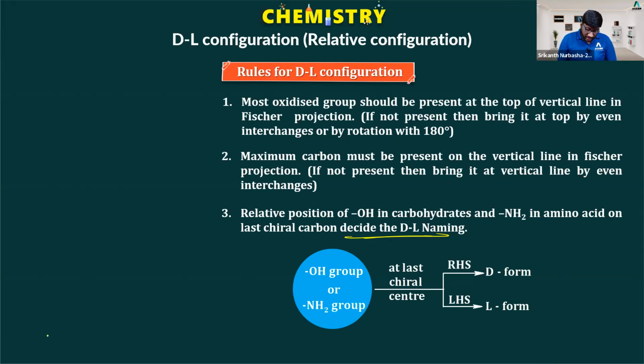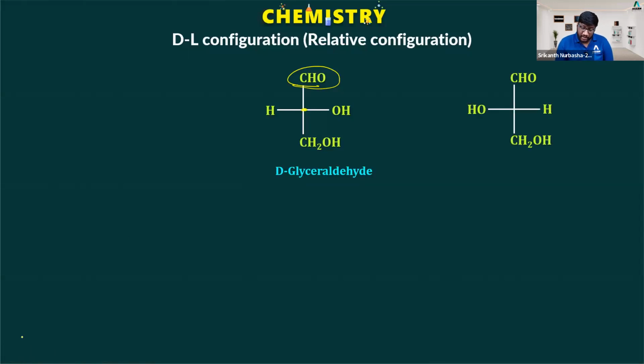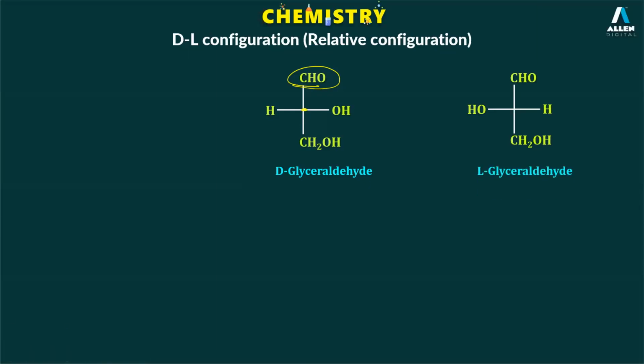Let us look at some examples, you will get more clarity. Like we have CHO, CHOH, CH2OH. CHO is the most oxidized group because it is the aldehyde group. It is on the top. Maximum number of carbon atoms are on the vertical line, and OH is on the last chiral carbon. Only one chiral carbon is there. On that, OH is on the right hand side. So this is D-glyceraldehyde, because OH is on the right hand side. If you have OH on the left hand side, what is that called? It is said to be L-glyceraldehyde. D-glyceraldehyde and L-glyceraldehyde. Like that, you have to assign.